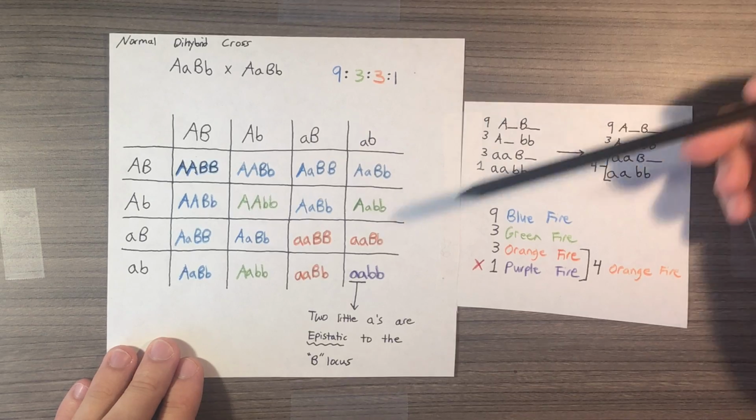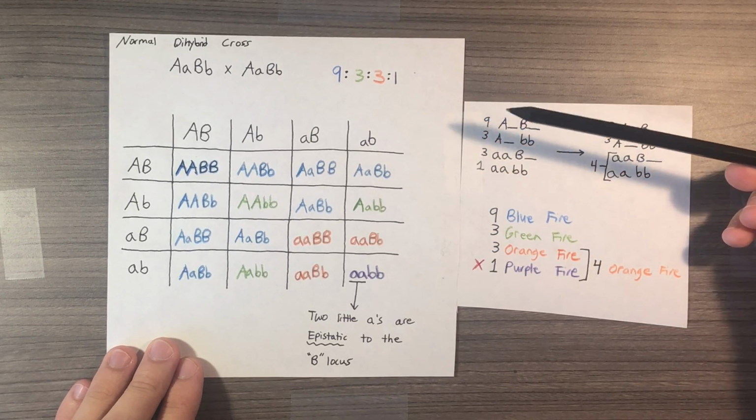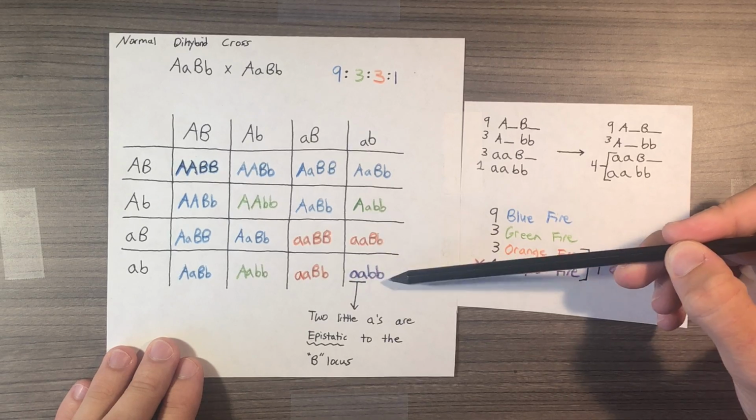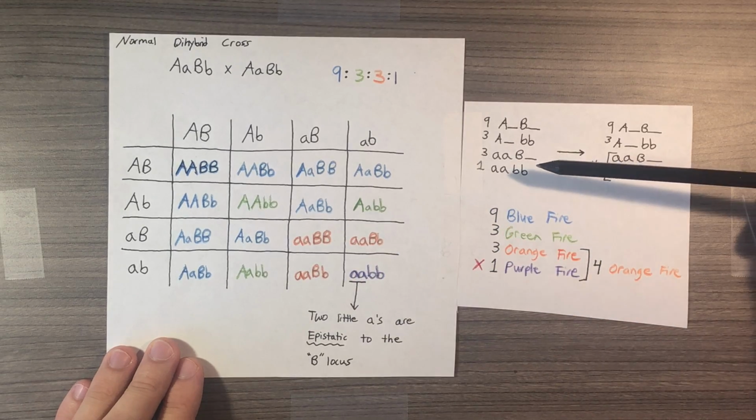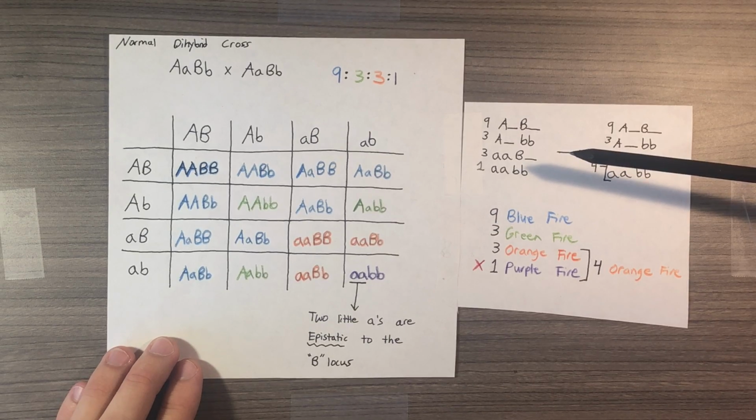But when there is single recessive epistasis, what actually happens is that no purple fire-breathing dragon will be produced because these two little a's are epistatic to the B locus, meaning anytime there are two little a's, the orange fire-breathing dragon will always be produced, regardless of what is occurring at this B locus.